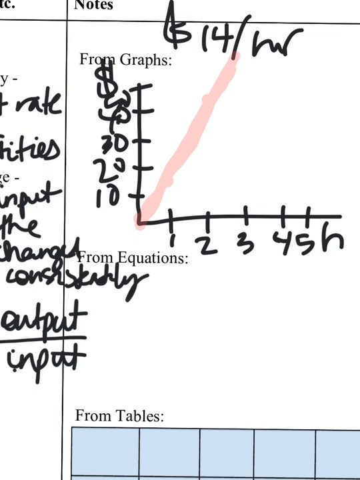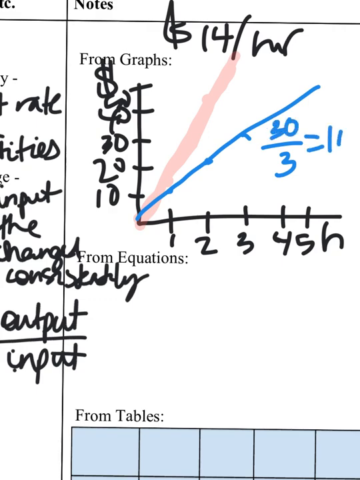So if you're given a picture, let's make it easy. Let's say I have this line. Okay. So I can see that for 3 hours, I made $30, right? Well, 30 divided by 3 is 10. If I go here, I made $20 in 2 hours, so that's also 10. So our constant of proportionality for that blue line is $10 per hour. That's our rate, okay?